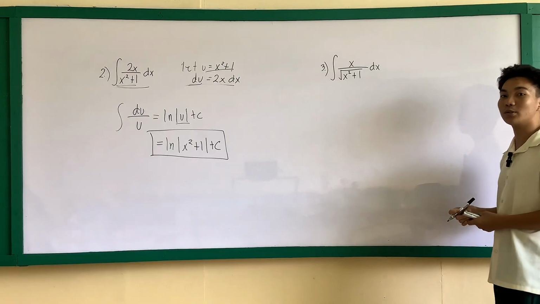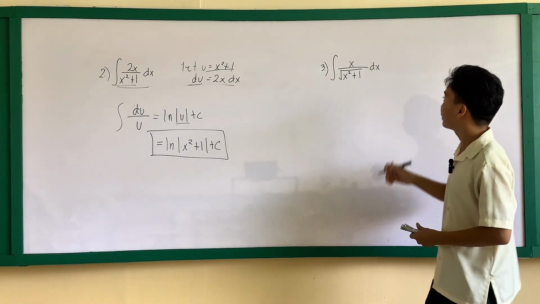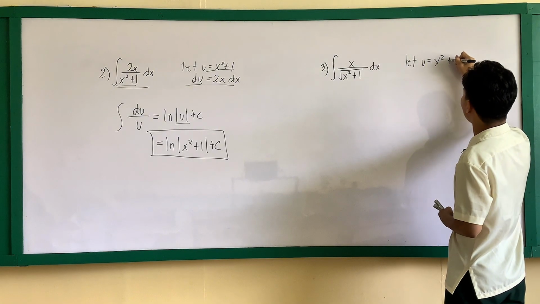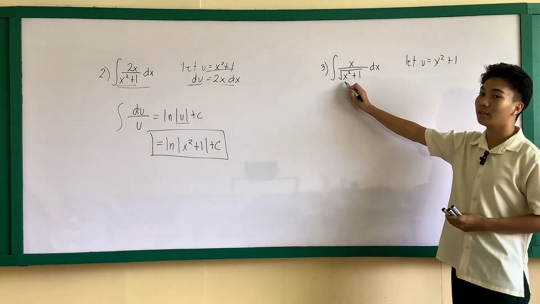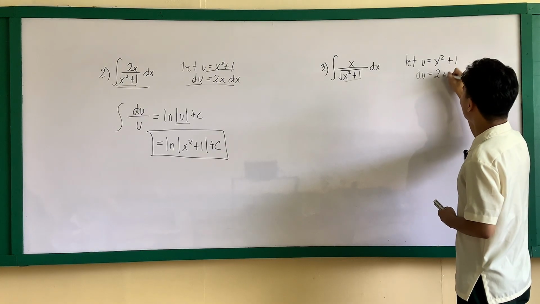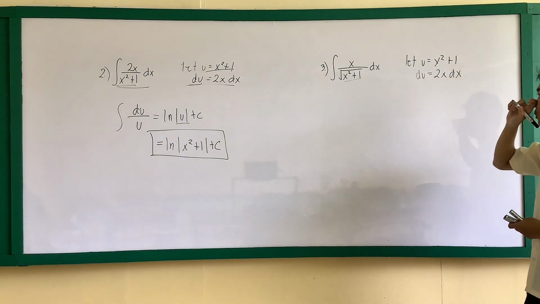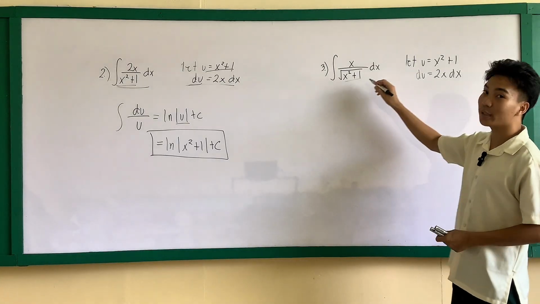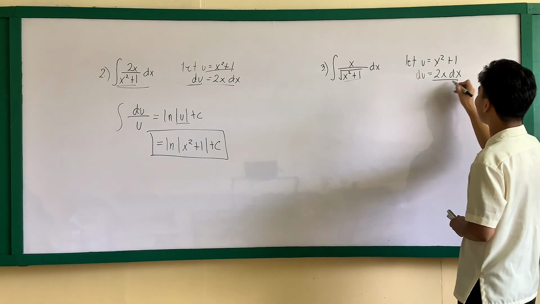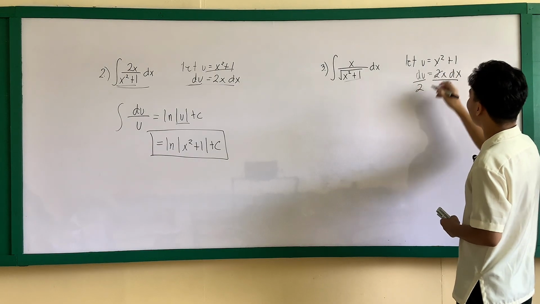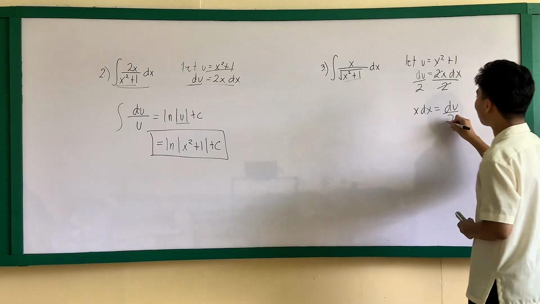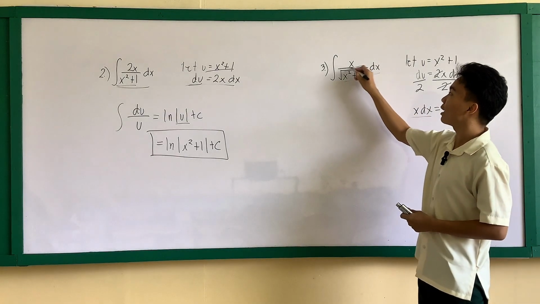In this problem, we're also going to use u substitution. So we're going to let u equal x squared plus 1. We don't include the square root, only what's inside. And then the du is 2x dx. As you can see, our numerator is only x dx. So there's a 2 here that we don't have in the numerator. So what we'll do is divide both sides by 2, and the value of x dx is equal to du over 2. So now they match.